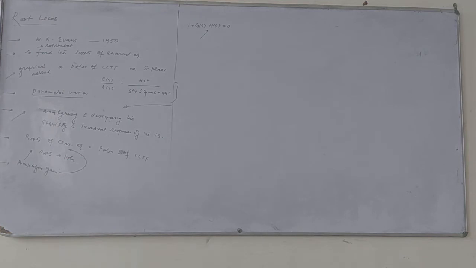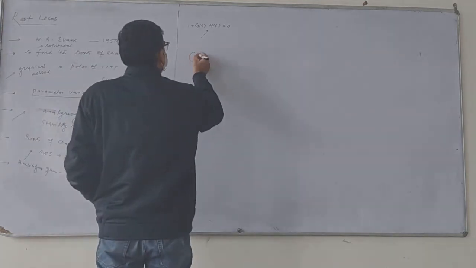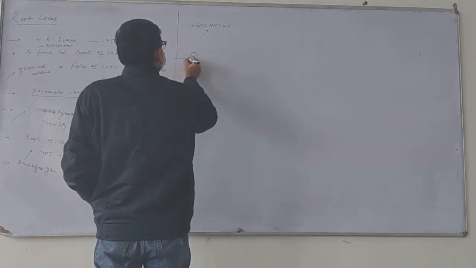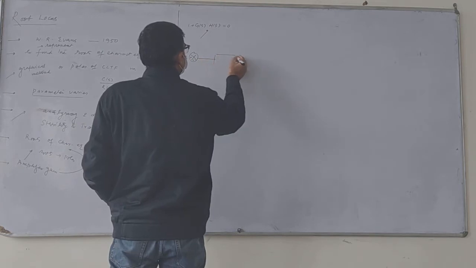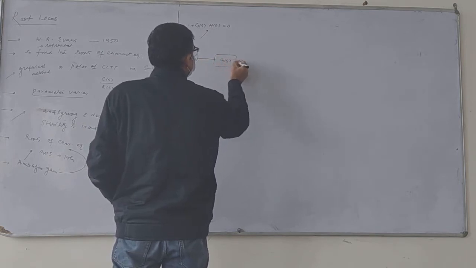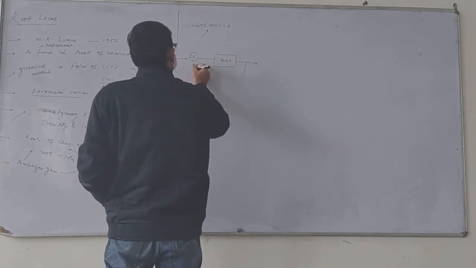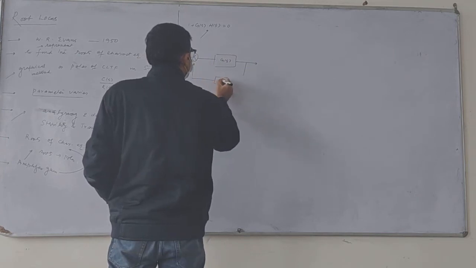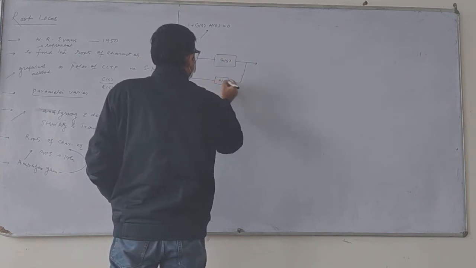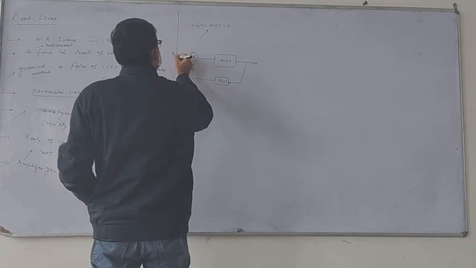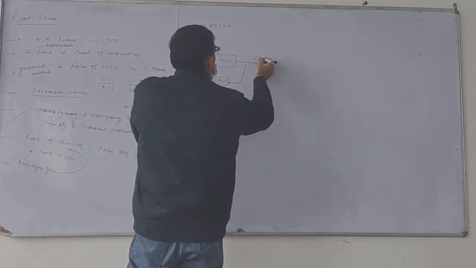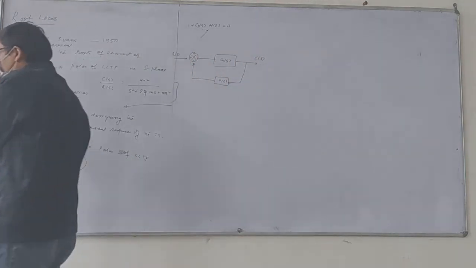Now, second is, let's say this is a characteristic equation of a second order control system, given by this. Now, particularly for the negative feedback control system, this is G of S, this is the feedback H of S, your input R of S, and this is your output.